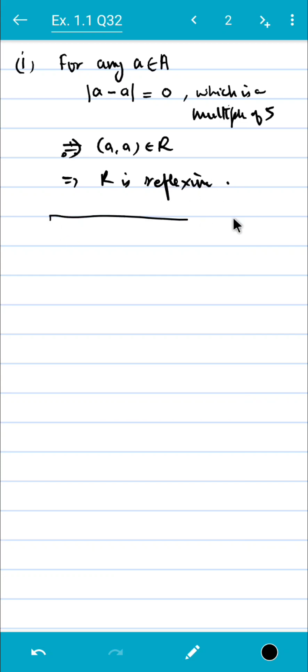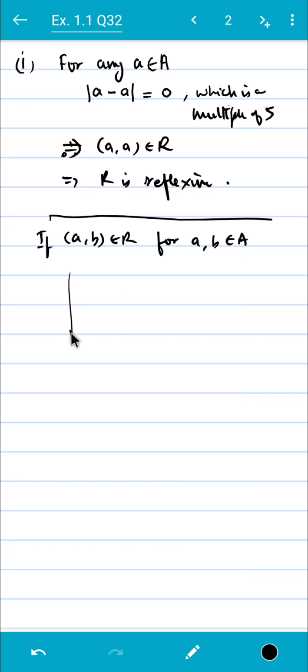Okay, so that's very short. Now we prove symmetric. We start for symmetric like this: if (a, b) belongs to R, for some a and b that are elements from the set A, can we prove that (b, a) will also belong to R? So that's the question. Let's proceed step by step.